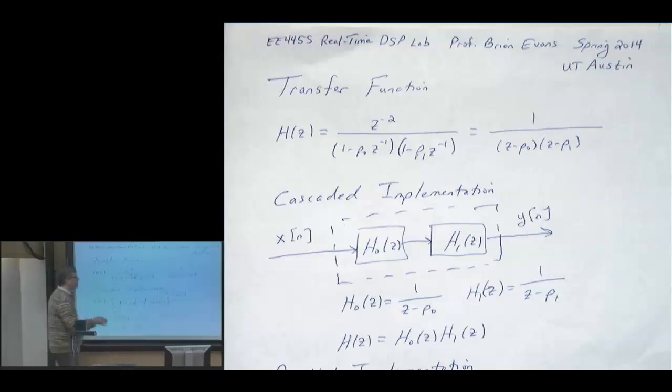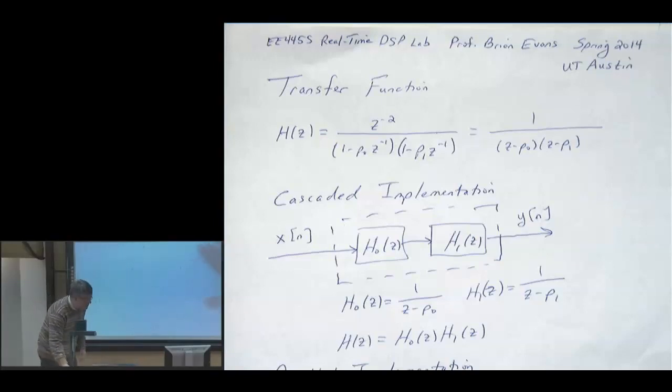So I've factored it as H0 of Z times H1 of Z, where H0 of Z is 1 over Z minus P0, and capital H1 of Z is 1 over Z minus P1. So it's just factoring the denominator, really, or factoring a second order transfer function into 2 first order transfer functions and implementing them in cascade.